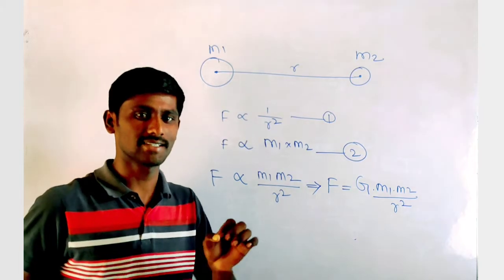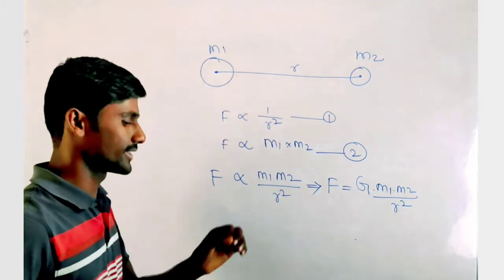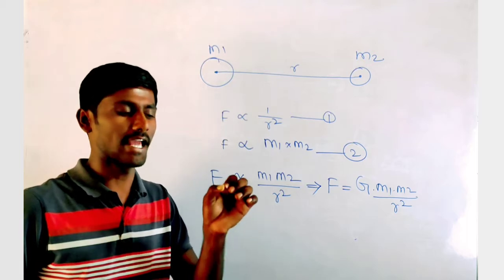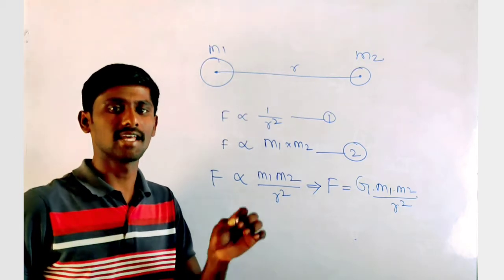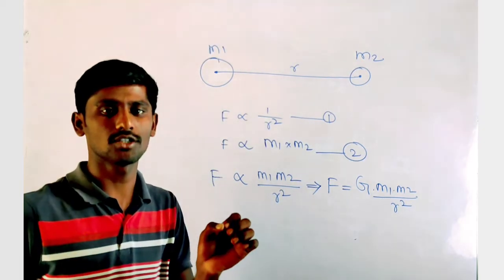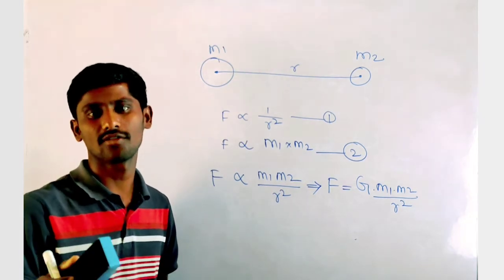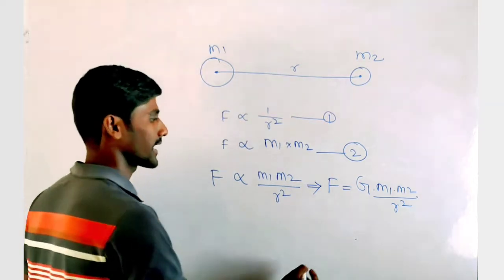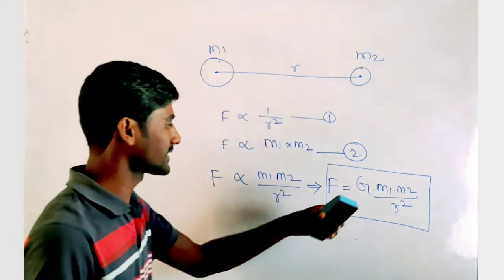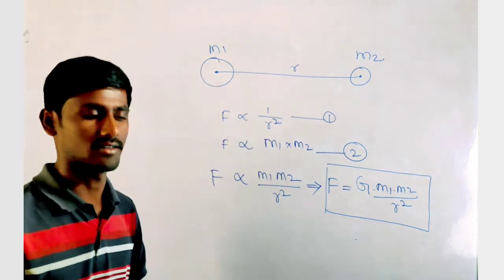What exactly the universal law of gravitation states is that the force between any two particles or any two masses in this universe is directly proportional to the product of their masses and inversely proportional to the square of the distance between them. That is the universal law of gravitation. And this constant G is called the universal gravitational constant.